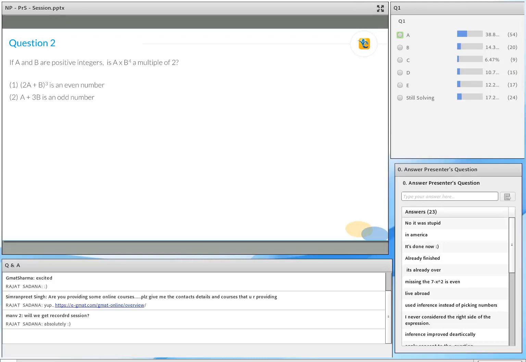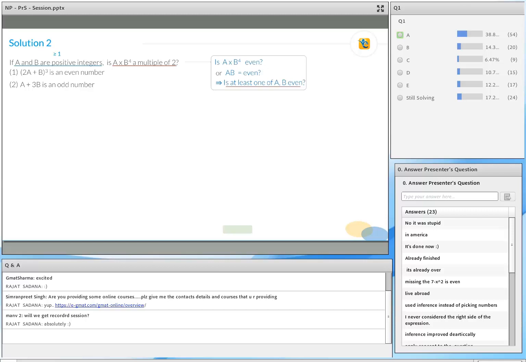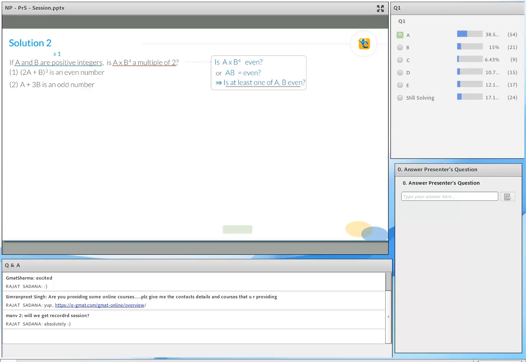Okay, all right, so let's come back to this question. If a and b are positive integers, is a times b to the power 4 a multiple of 2? What we need to figure out is whether a times b to the power 4 is even, or is ab even? Now, what does that mean? If ab is even, at least one of a or b should be even, right? So that's what it is. At least one of a or b should be even.